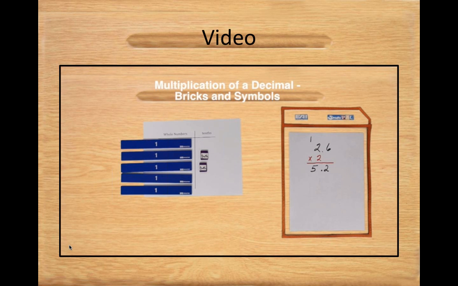So in multiplying 2 6/10 times 2, we are really dealing with 2 sets of 2 6/10. And so our answer is 5 2/10, because what we can do is trade 10 of our tenths for a new 1.